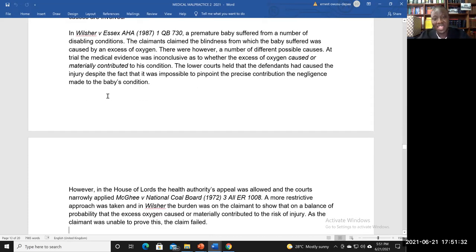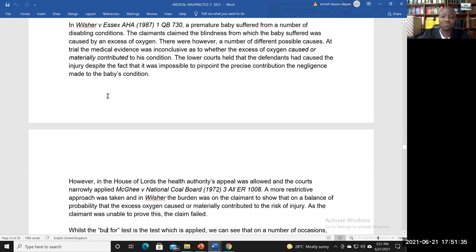But eventually, when the matter got to the House of Lords, the appeal by the defendant, that is the Area Health Authority, was allowed. And the court followed the decision in McGhee against National Coal Board. And at this stage, I would like to benefit from your knowledge from law of tort.